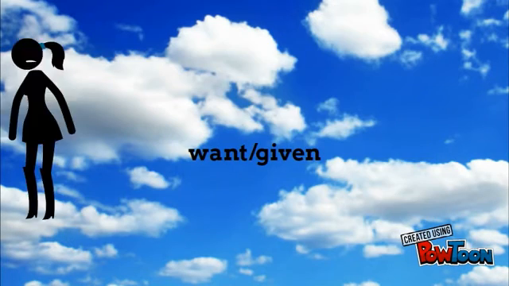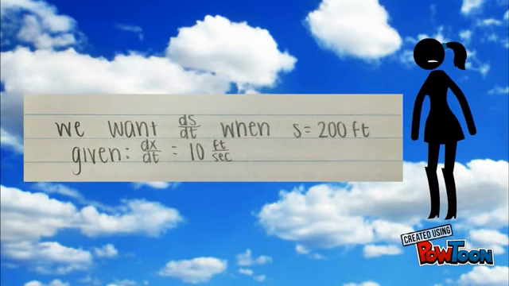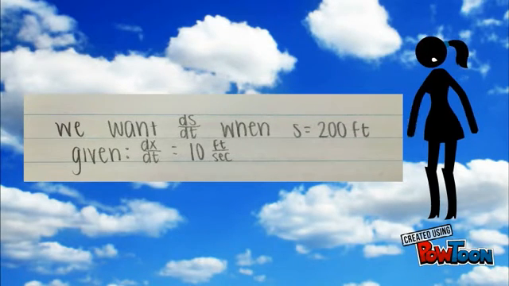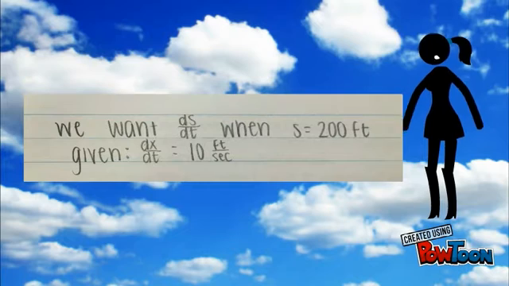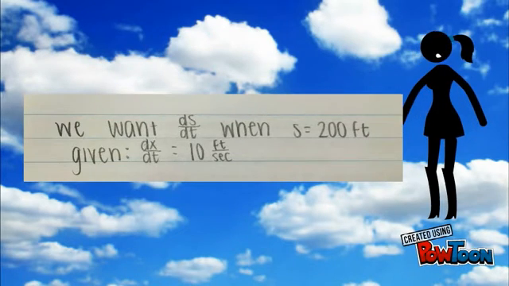First and foremost, we need to state the conditions. We want to find the rate Sadie should let out the string, or ds/dt, if s equals 200 and dx/dt, or the rate the kite is approaching the house, is 10 feet per second.